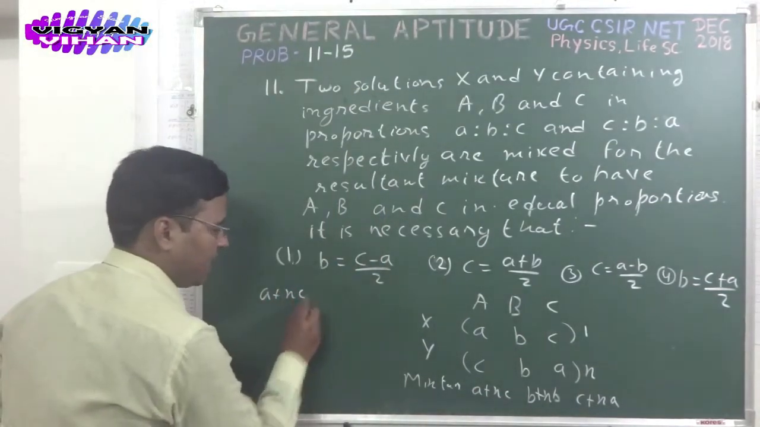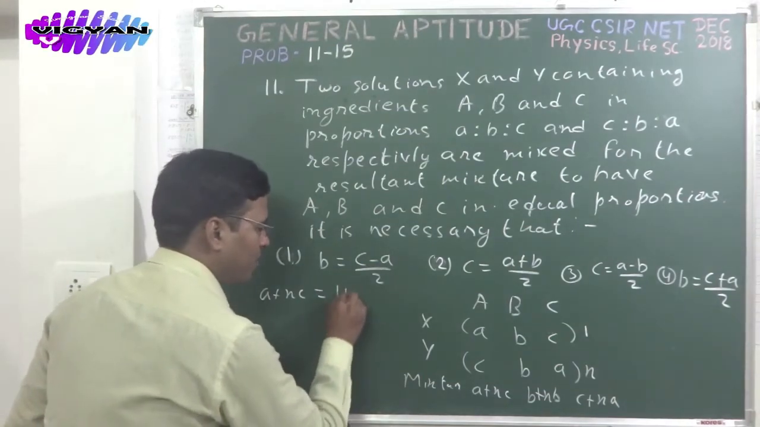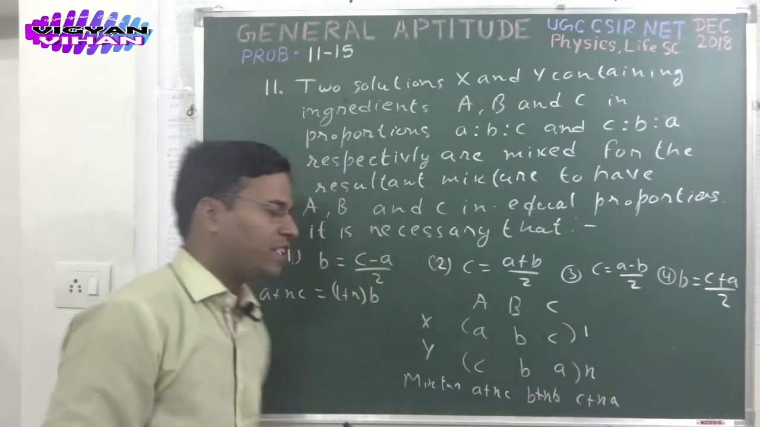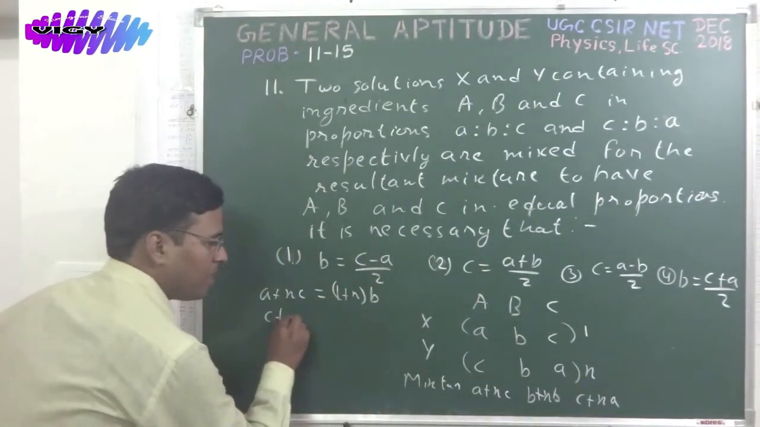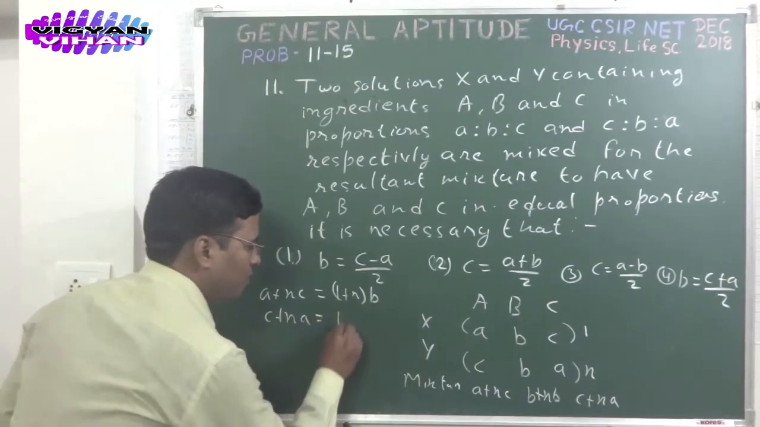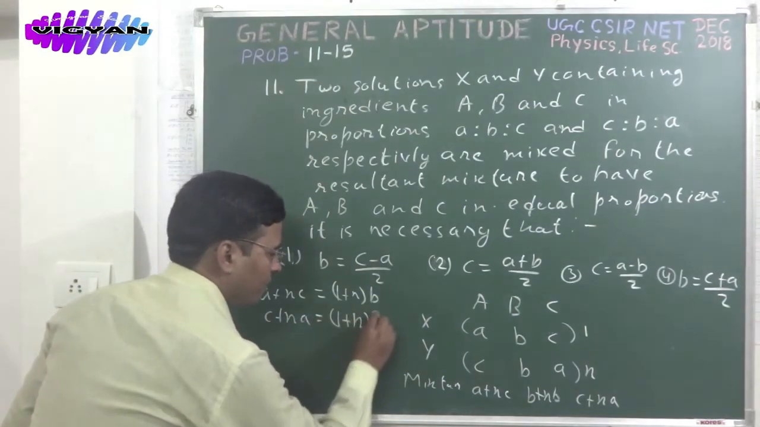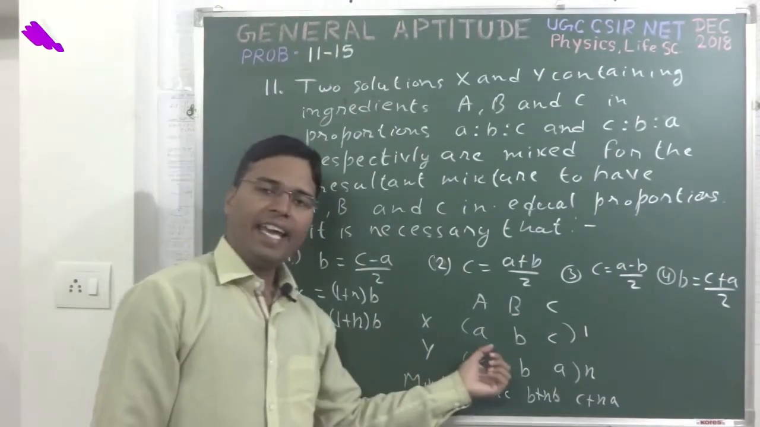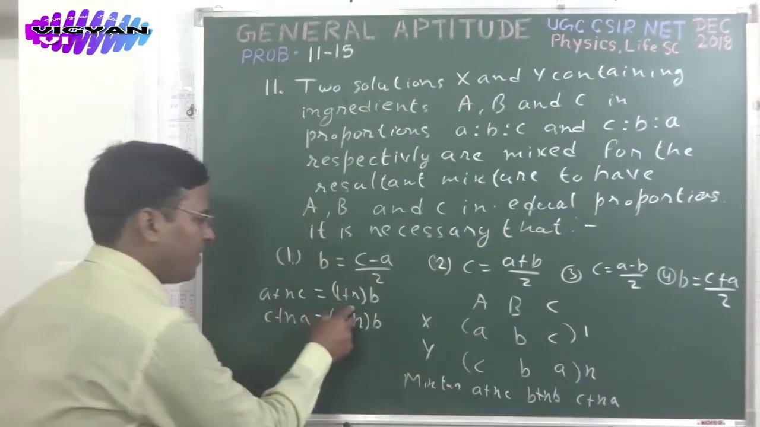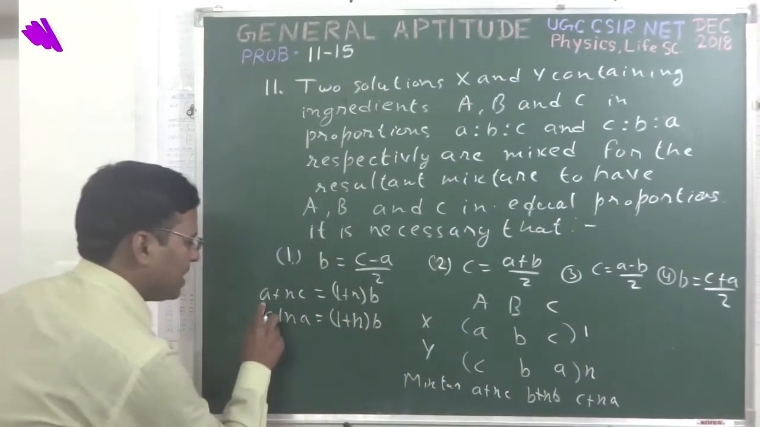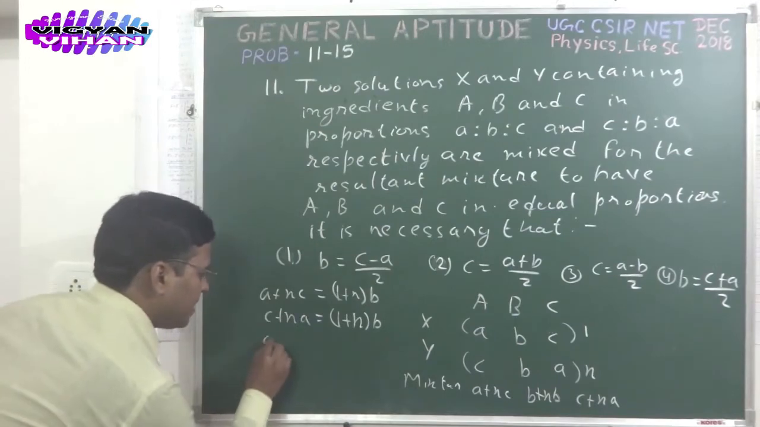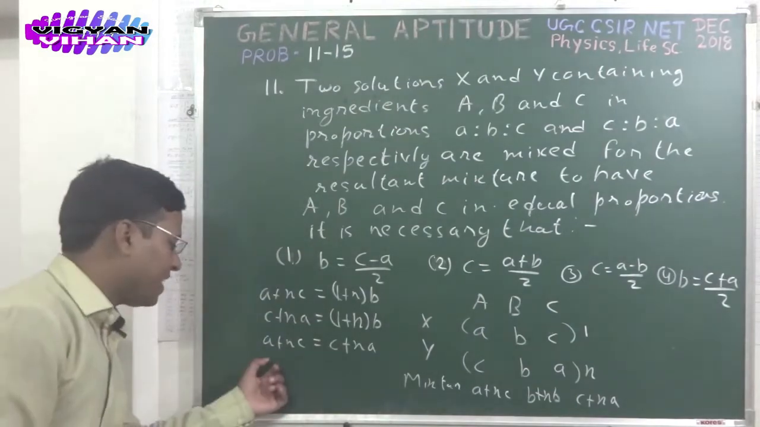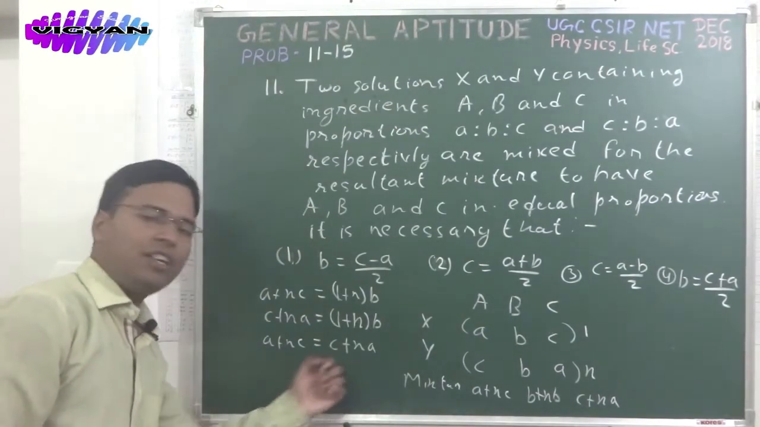From the first two terms, A plus nC would be equal to (1 plus n) times B. But from the last two terms, C plus nA would be equal to (1 plus n) times B. We will have to find a relation among A, B and C. We have this relation with B, that both the quantities A plus nC and C plus nA are equal. That means n must be equal to 1.